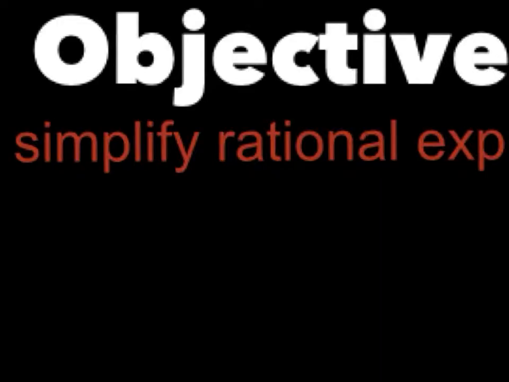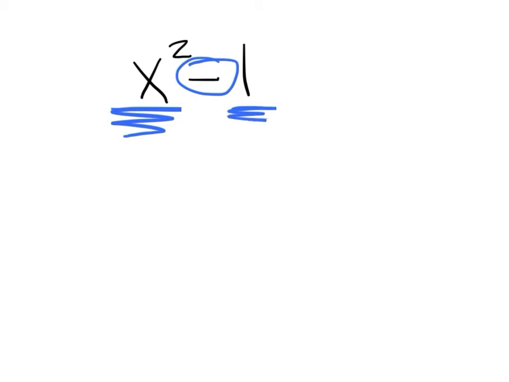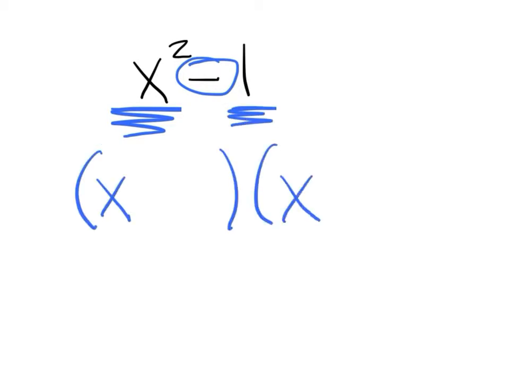To simplify rational expressions, here's a quick review. Starting at the very bottom with a difference of two squares, the way you identify a difference of two squares is if you have a perfect square, a minus sign, and a perfect square. If you do, you find the square root of each term, put one of each in the quantities, but alternate the signs. That's how you factor x squared minus 1.